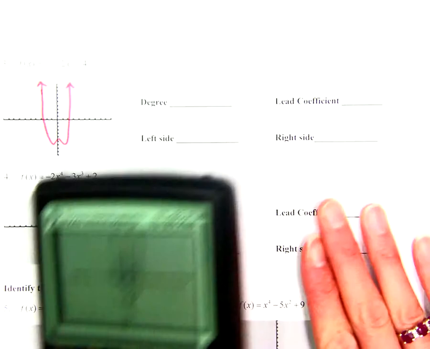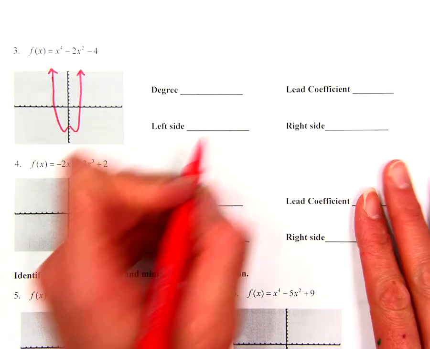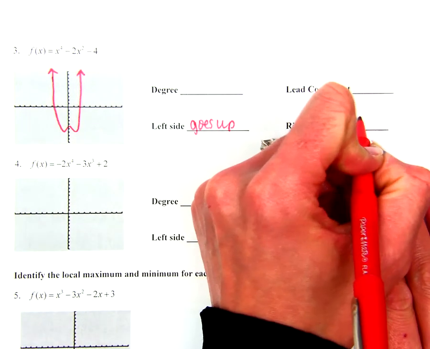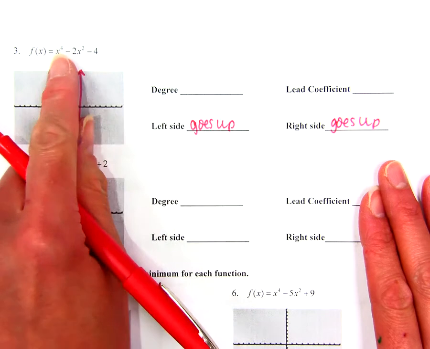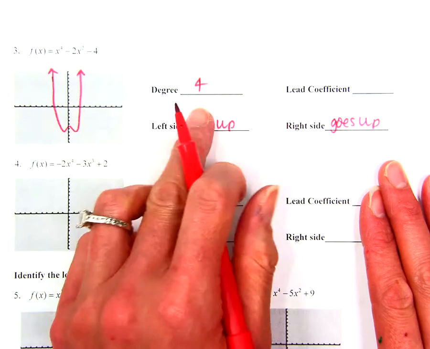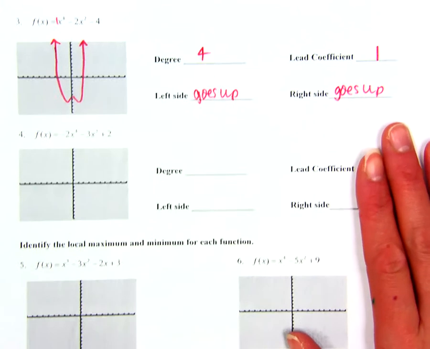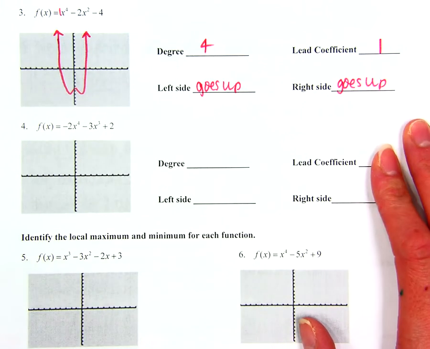Alright, so now I figure out what happens on the left side. It goes up. On the right side, it also goes up. Alright, the degree of this function is 4, which is an even number, and this time my lead coefficient is a positive 1. So we'll come back to the degree and the lead coefficient in a minute.